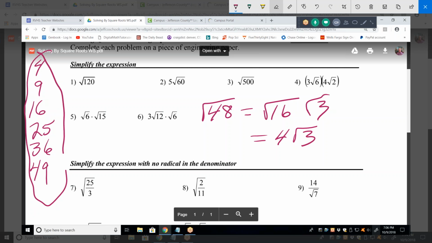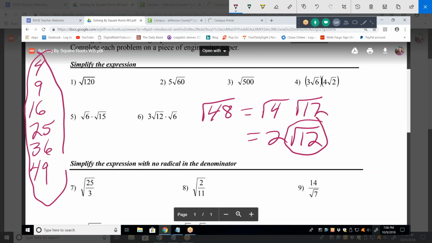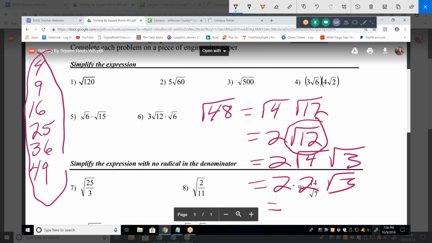The way a lot of people would do it would be, well, 4 is a factor of that, so I'll make it root 4 times root 12, which is 2 root 12, but then root 12 can be simplified. That's 2 times root 4 times root 3. There's another 2, so now I have 2 times 2 root 3, so I get to the same answer, 4 root 3. It just takes me a few more steps. By recognizing that 16 was also a factor of 48, you did it in one step. Root 16 times 3, that's 4 root 3.